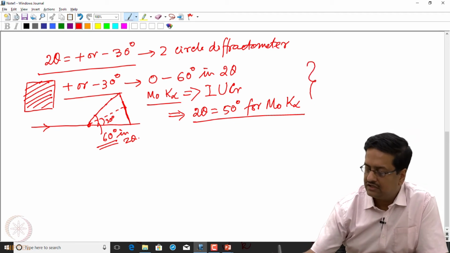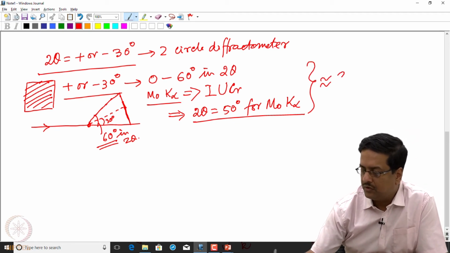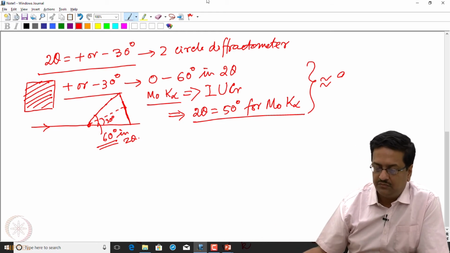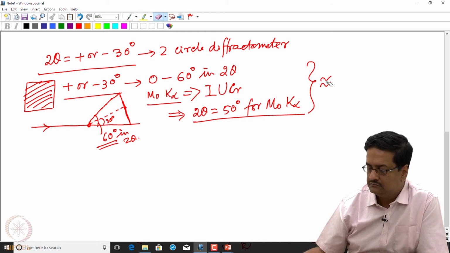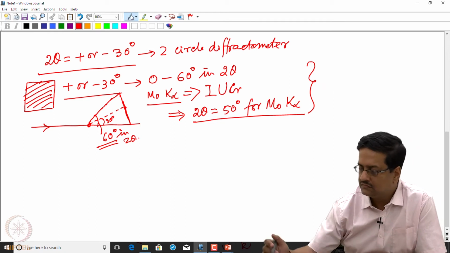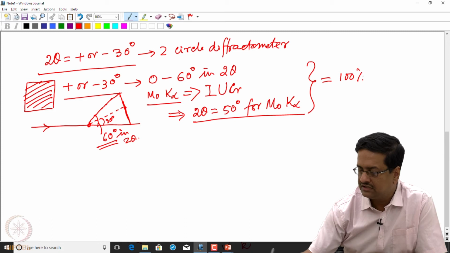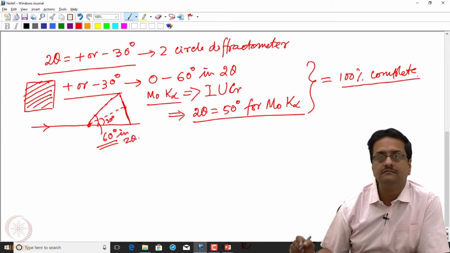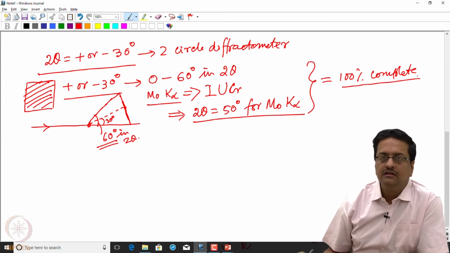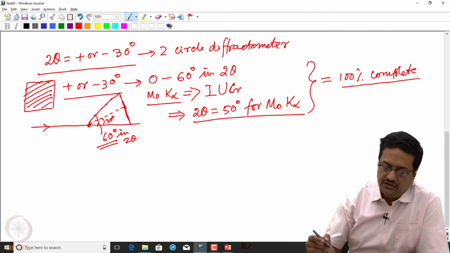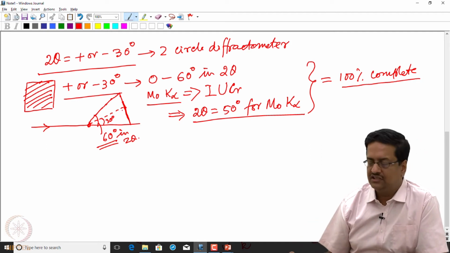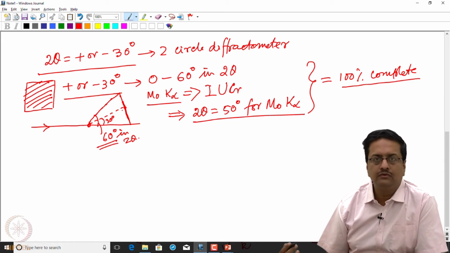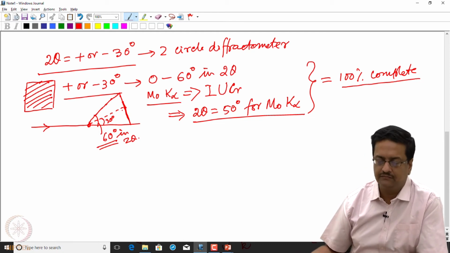So whatever data we collect is about 100% complete with respect to the IUCR limit. What are the disadvantages? Since we cannot change the detector position, we cannot record any high angle X-ray diffraction data. So only routine analysis can be done using this 2-circle diffractometer.